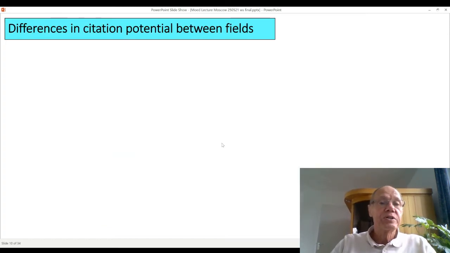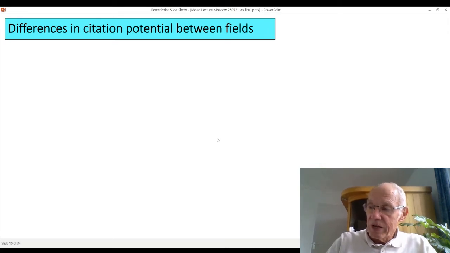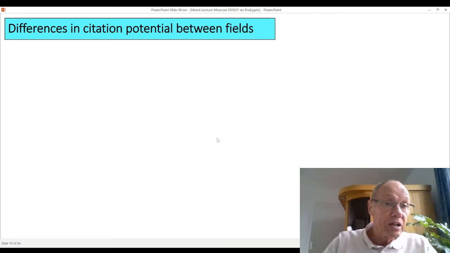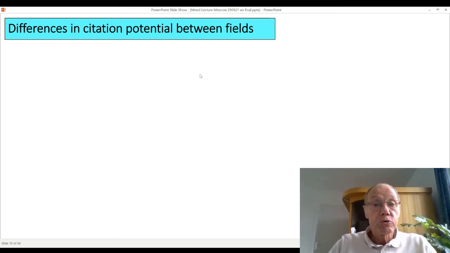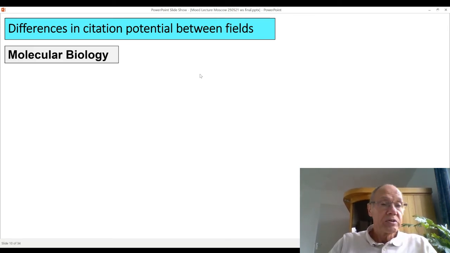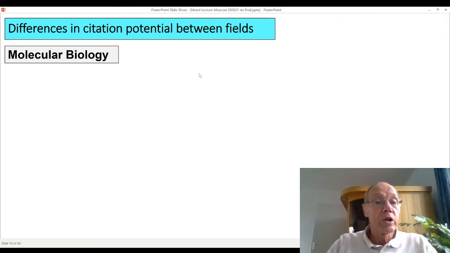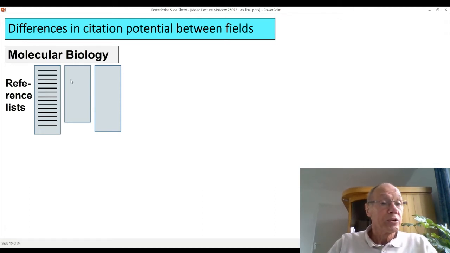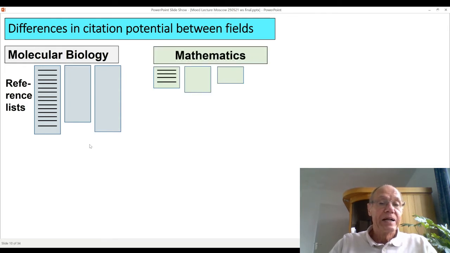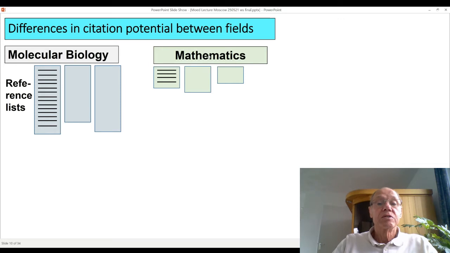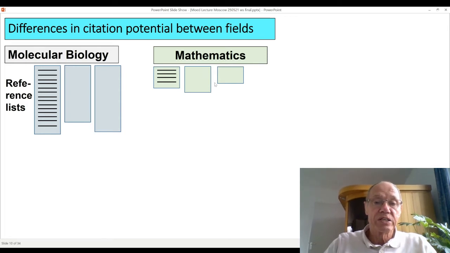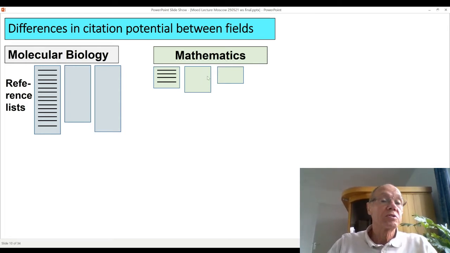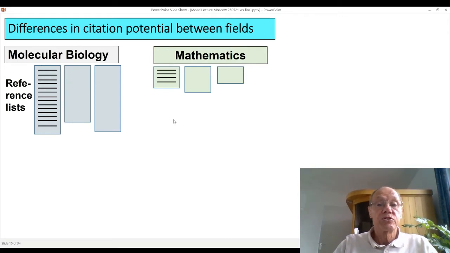A second approach relates to directly compensating in the indicator itself for differences in citation potential among subject fields. And how can this be done? It can be done as follows. Let's take as an example the field of molecular biology. And here we have reference lists in papers published in journals covered by this field. And we compare that, for instance, with journals in the field of mathematics. Then we see that the length of the reference list in mathematics is much shorter than that in molecular biology.